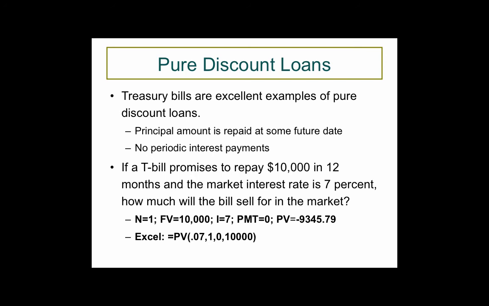I is going to be 7%. Payment is 0 because that's why it's a pure discount loan. It's not making any payments, and you'd find out that you would pay $9,345.79 for this bill in the market. That's what it's worth. Now you could have also done this using n equal to 12 and I equal to 7 divided by 12 if you thought that interest was accruing on a monthly basis. But in this case, it's an annual basis. You would work it this way.